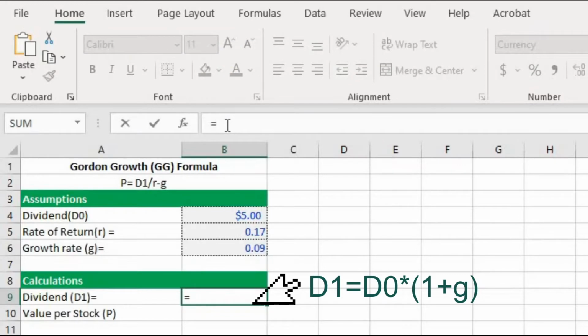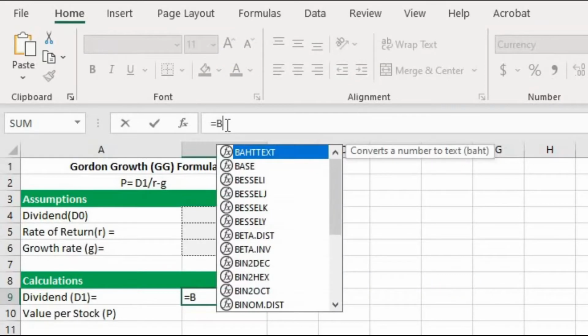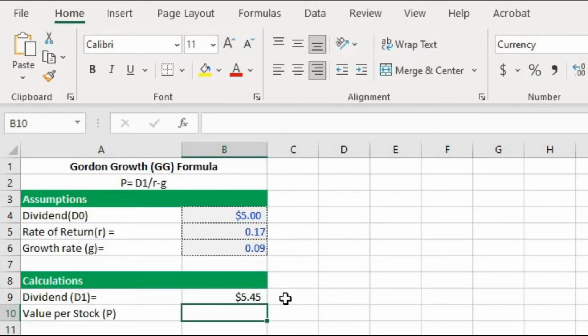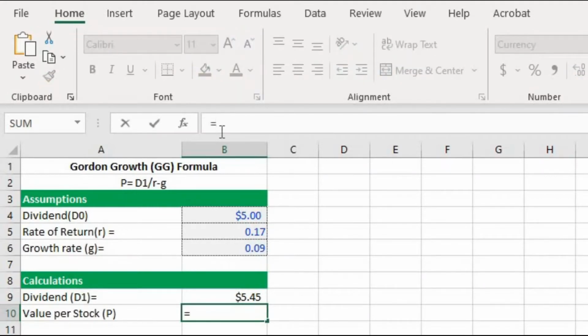Go to the formula bar and type in the formula. Start with an equal sign, E4 or the last share dividend, followed by an asterisk or multiplication sign, followed by an open parenthesis, 1 plus the value of growth rate. Close parenthesis, then press enter. So our dividend 1 is equal to $5.45.